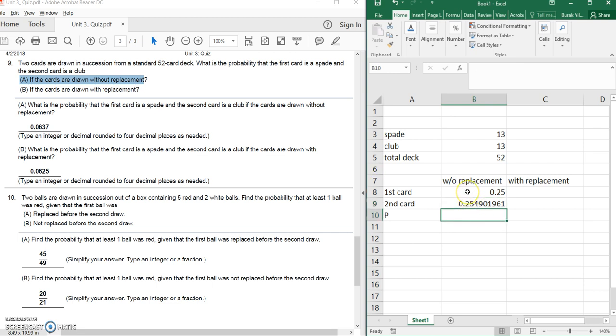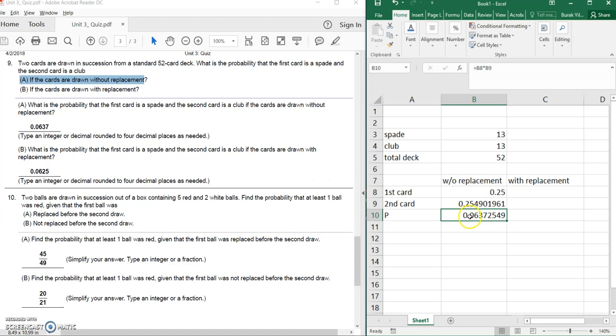So that's the probability of pulling a spade, and this is the probability of pulling a club. And since we're pulling 2 cards and we want the probability of these 2 happening together, we just multiply them, right? So multiply the probability of the first card and the second card. So that's going to be this number, and that needs to be rounded to 4 decimal places.